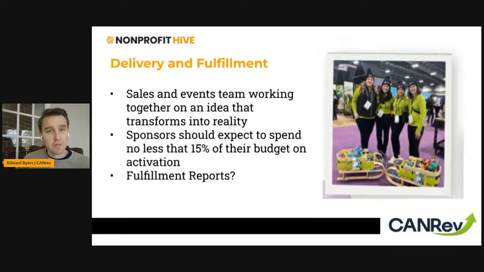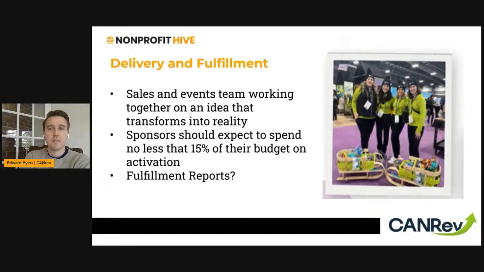Also know that whatever you charge, the sponsors should spend a bit of money on their actual activation. And again, I talked about this at the beginning, actually making your event really cool. Doing these kinds of things actually enhances your event experience.